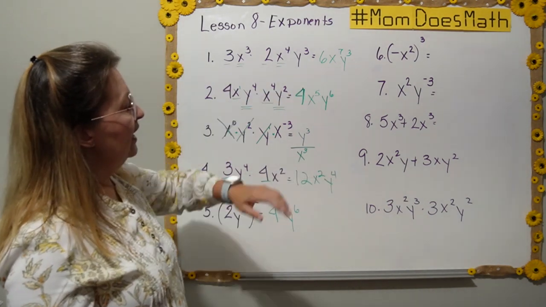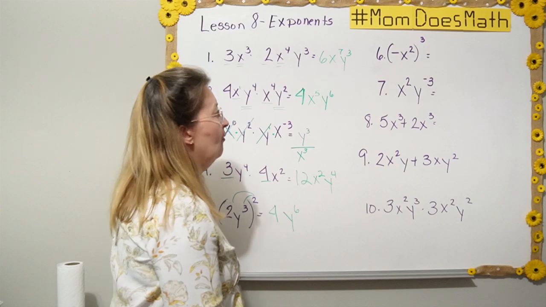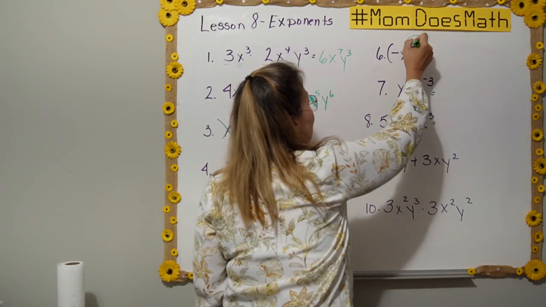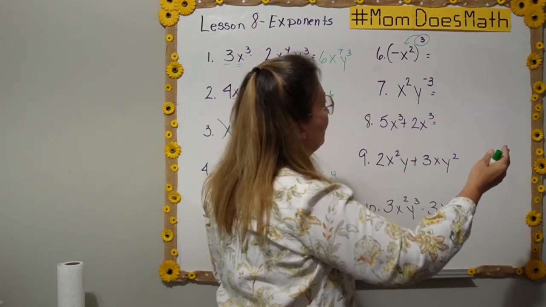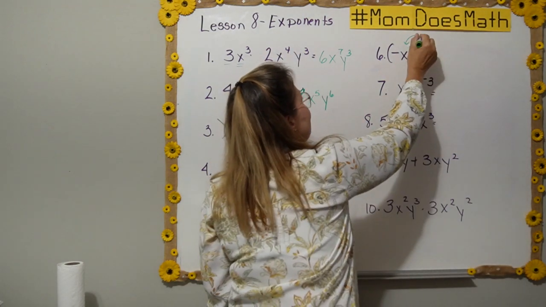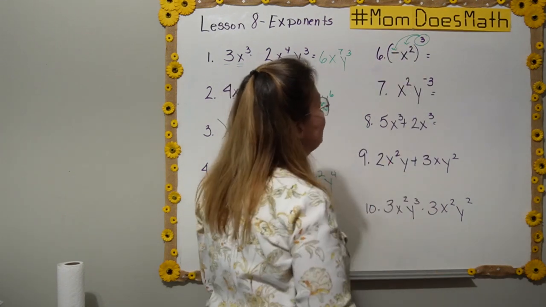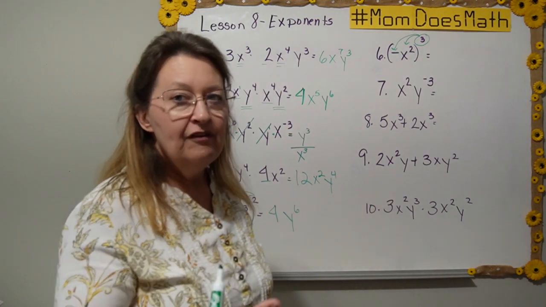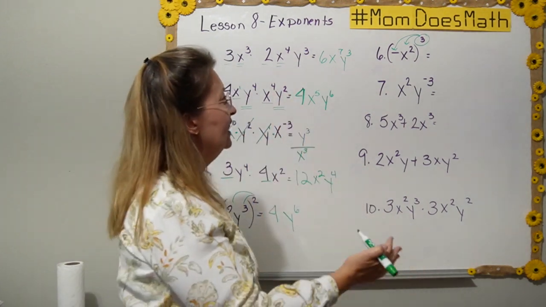All right, now let's go to number 6. First of all, go to the outside. I'm looking at this, and I'm going to cube or raise to the 3rd power everything in here. Now, since the negative is inside the parentheses, it can be affected by that. A negative cubed is negative times negative times negative.